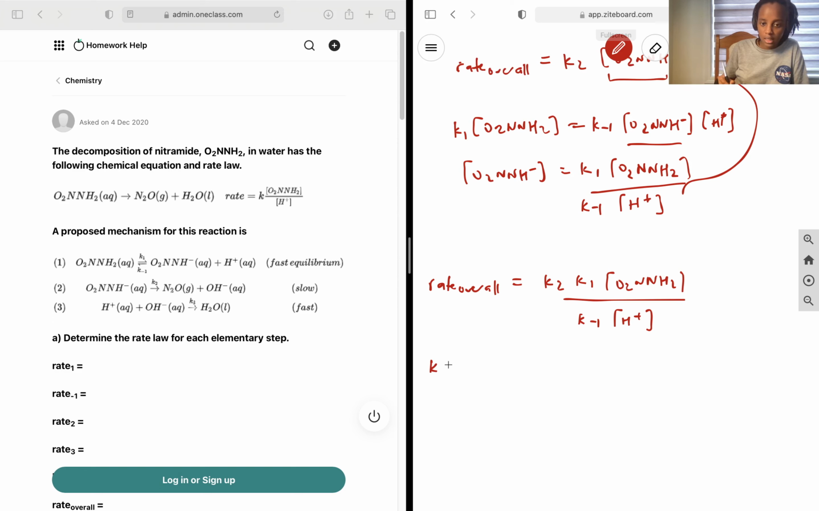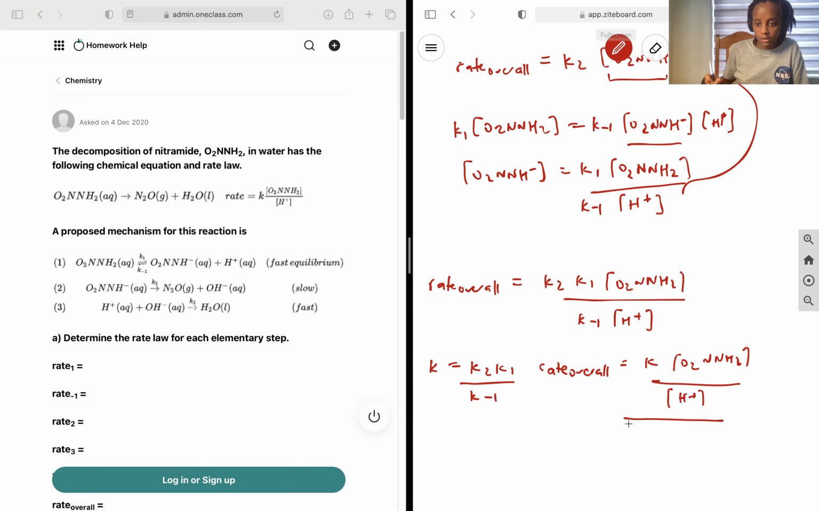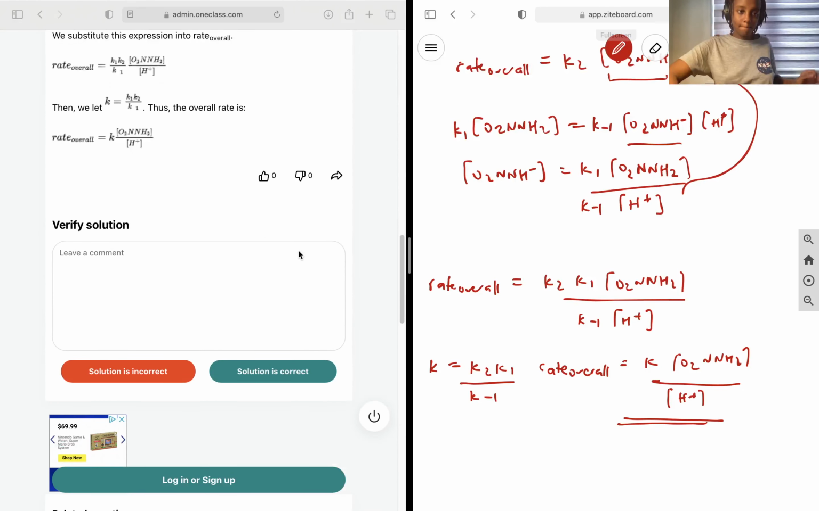And if we decide that K is equal to K2 times K1 over K minus 1, then rate overall becomes K times O2N and NH2 over H plus. And this looks exactly like what we're given in the equation. And so that becomes our final answer.